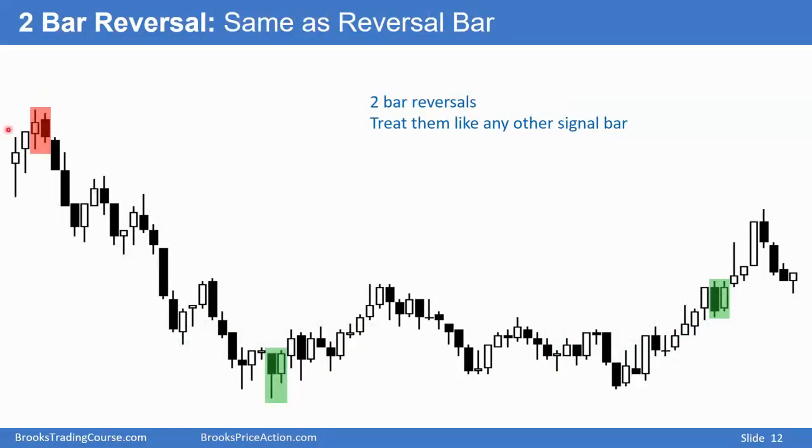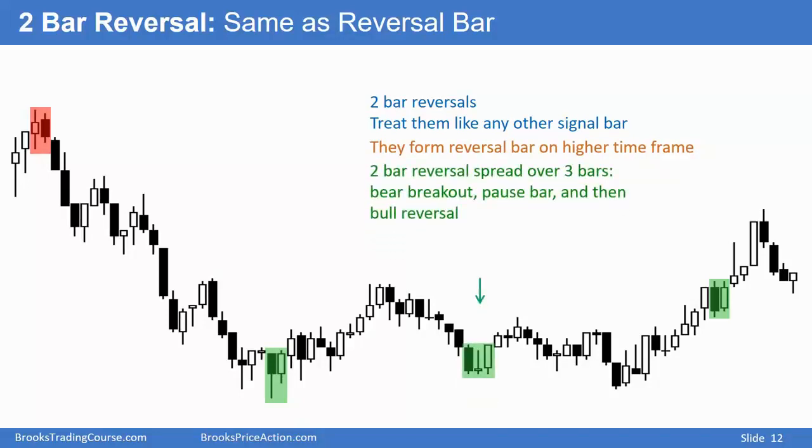I treat every 2-bar reversal as the same as a single reversal bar, and I trade them the same. Again, they form a single reversal bar on a higher time frame chart. Here's a 2-bar reversal, down and up, but it's spread over 3 bars. You can call it a 3-bar reversal, you can call it a 2-bar reversal spread over 3 bars, doesn't matter. You know the market is reversing.